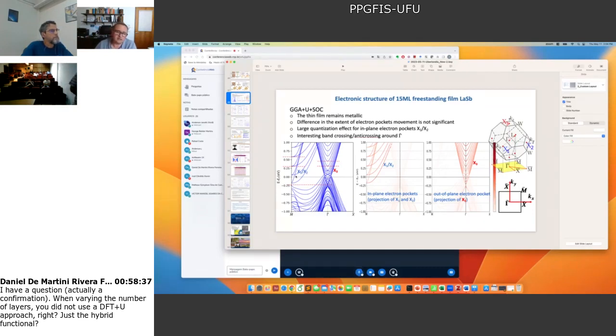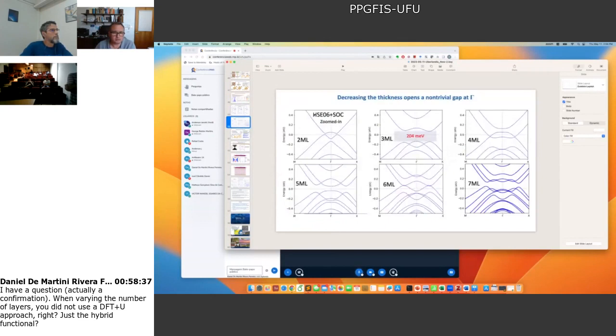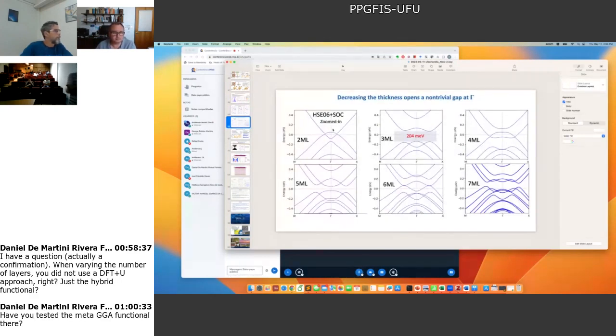And in that case, as I said before, GGA always overestimates the overlap, and HSE gives you bands and carrier concentrations that are closer to the experimental data. And that's perhaps one of the reasons we show these calculations with HSE, not the DFT plus U. Okay.